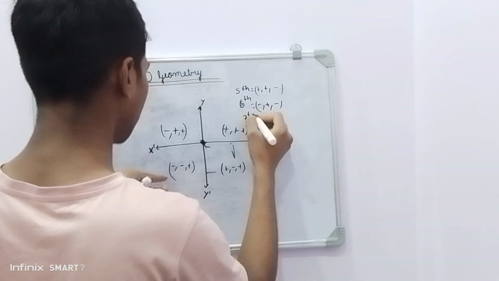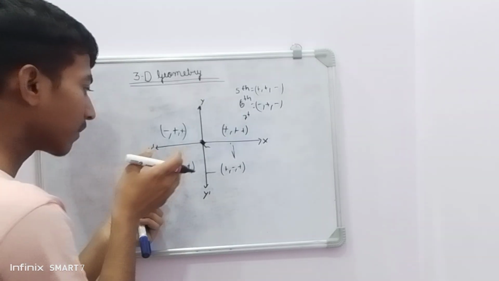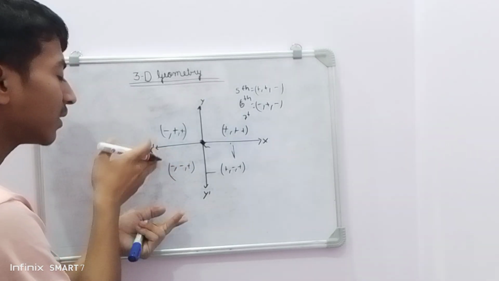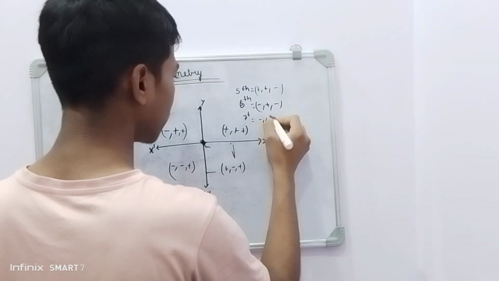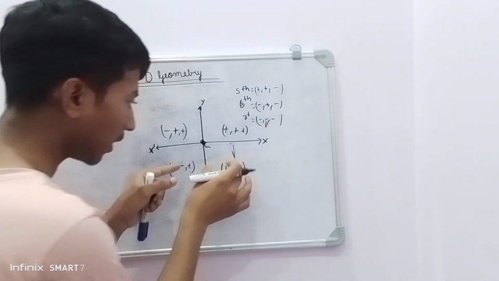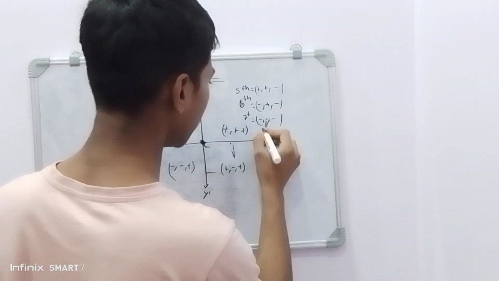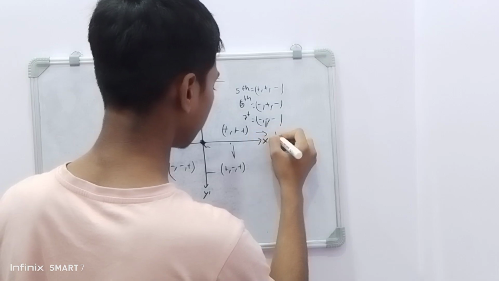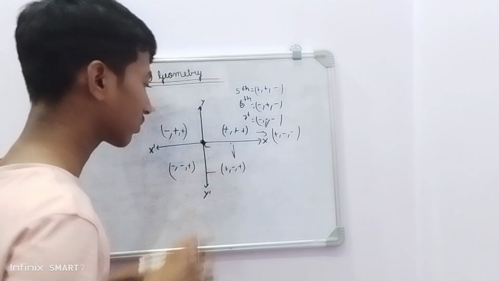In the seventh octant, you will get the seventh octant behind this point, behind this octant, where x is minus, y is minus and z is plus. And the other is here, where you will get plus, minus and minus. So it is the 8th octant here.